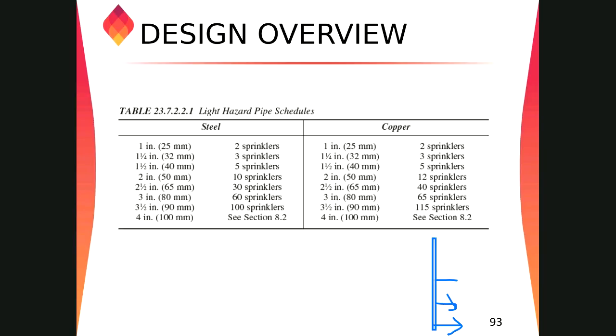So if there is a third sprinkler and water coming from this side, the pipe size should be 1.25 inch. Similarly, we have to lay out our pipe sprinkler system into the plan. You got the idea?